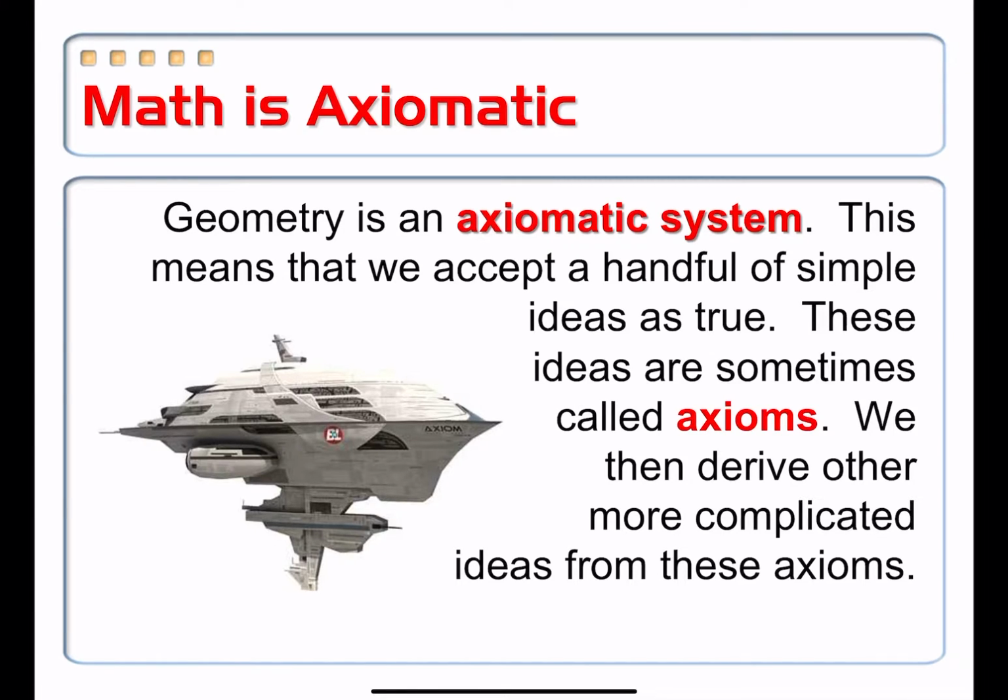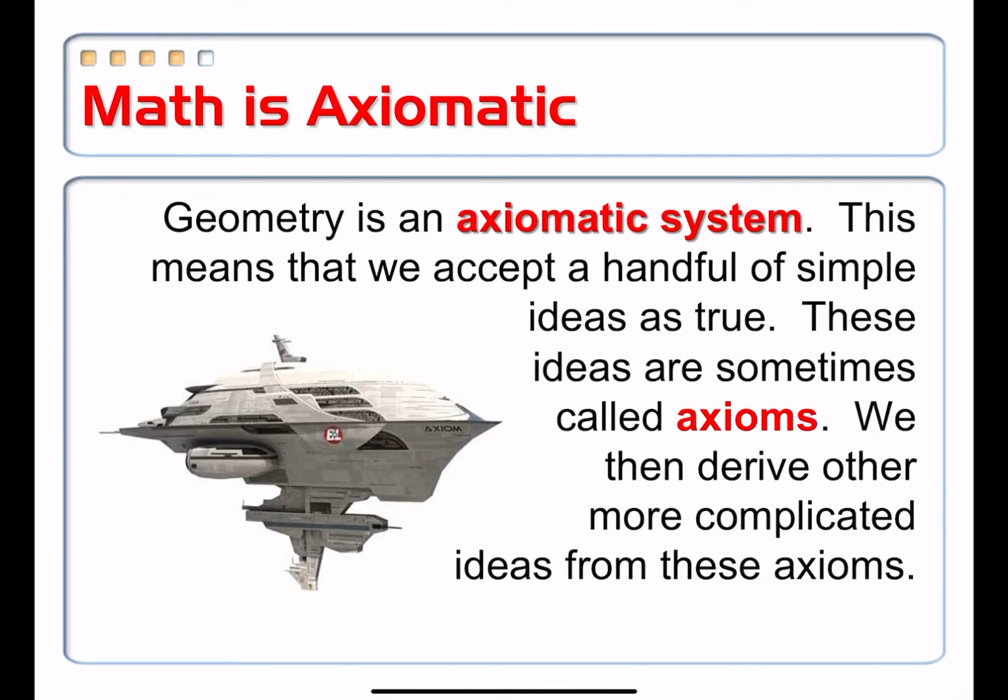And you might be going, well, I've never heard this before. What does axiomatic even mean? It simply means that we accept a handful of simple ideas as true. We don't have to prove them. You sometimes look at them and you go, oh, that's just obviously true. Nobody has to prove that to me. And we call those ideas axioms, or sometimes a more modern term for that is a postulate. Axioms and postulates mean the same thing.